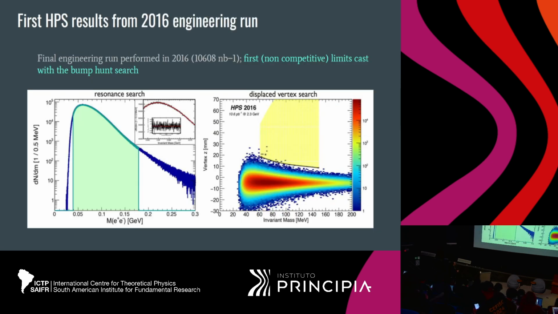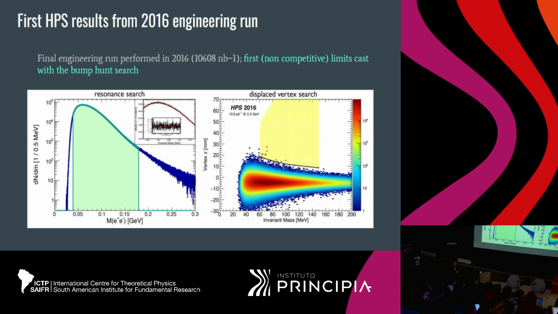Okay, so what's the status of HPS? HPS has performed a sort of commissioning with several engineering runs, which are used to optimize all the parameters of the experiment. They performed a final engineering run in 2016, and they published some first limits obtained from the bump-hunt search. Here you have the obtained invariant mass spectrum in this search. They searched for bumps, peaks, and we did not find them.